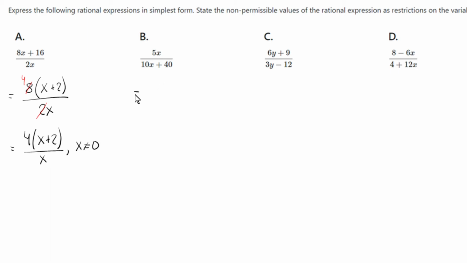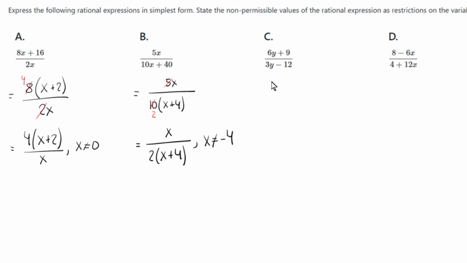Same approach in b. The numerator stays the same. In the denominator, we can factor out a 10, leaving us with x plus 4. And here the 5 cancels and the 10 becomes a 2. And we're left with x over 2 times x plus 4, where the non-permissible value is going to be -4, because if x is -4, then this binomial becomes 0. 2 times 0 is 0, and that's not permitted.